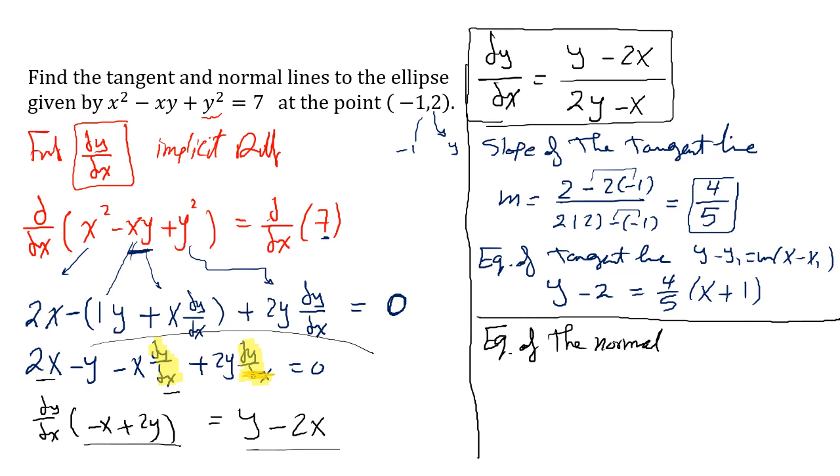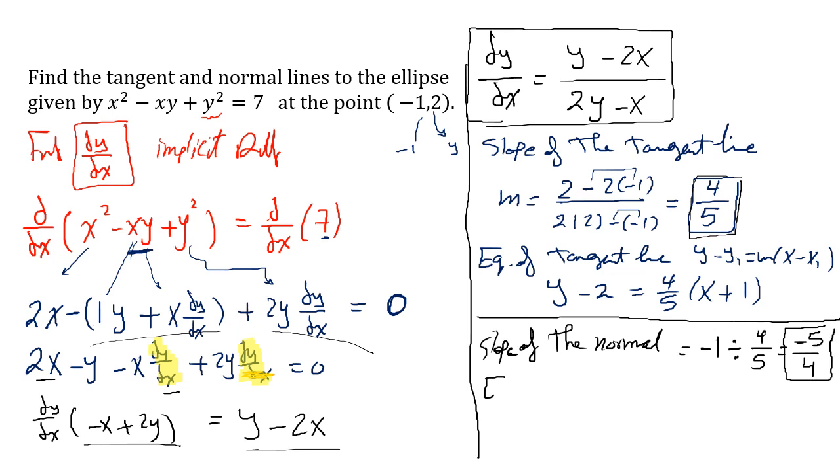But if I wanted to find the equation of the normal, I should first find the slope of the normal, right? The slope of the normal is going to be the opposite reciprocal of the slope of the tangent. Or I can divide negative 1 by 4 over 5. So it's negative 5 over 4, the opposite reciprocal of the slope of the tangent.